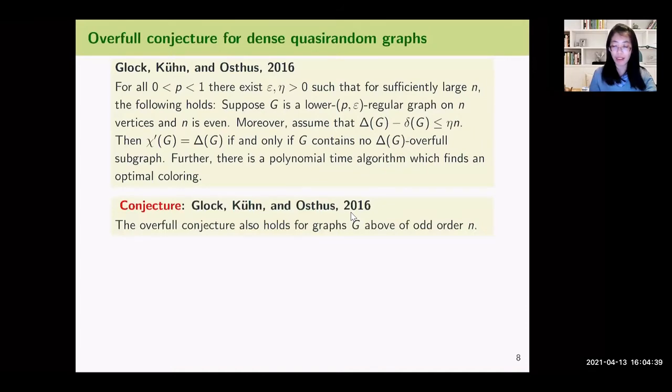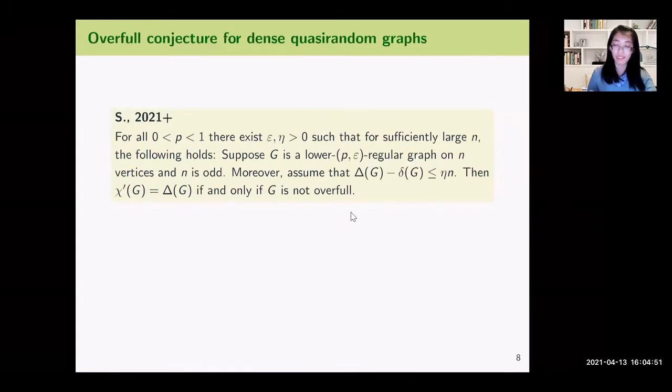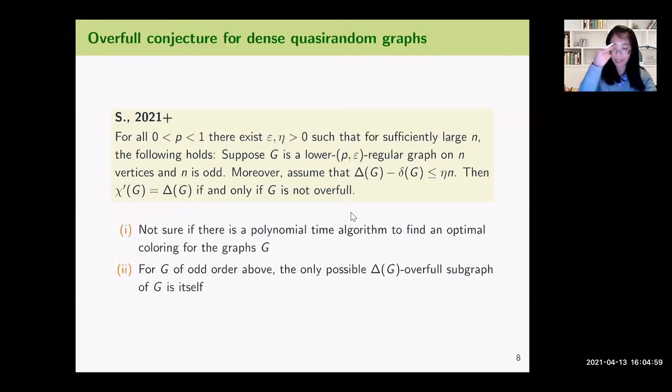In the same paper, these authors conjectured that the same should be true for such graphs of odd order n. Recently I proved that their conjecture is correct. Recalling the original result when n is even, it's possible to find a polynomial time algorithm to find an optimal coloring. But here, I am not sure if there is a polynomial time algorithm to find an optimal coloring, because in the proof I need to partition the set of vertices into two parts, and a light partition was guaranteed by probability. So I'm not sure if there's a polynomial time algorithm to find such an optimal edge coloring.